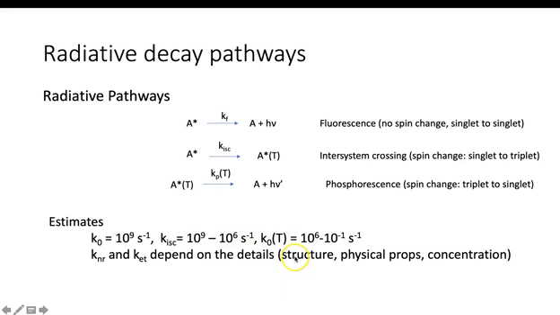And then the triplet, the phosphorescence decay, so once again, this should be kP, can be anywhere from 10 to the 6th to 10 to the 1st. So that means that it may take microseconds or it could take seconds in a phosphorescence. So phosphorescents have a very long life, and they spend a long time in the excited state, whereas in fluorescence, they spend a shorter amount of time in the excited state.